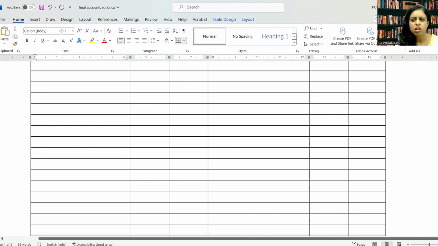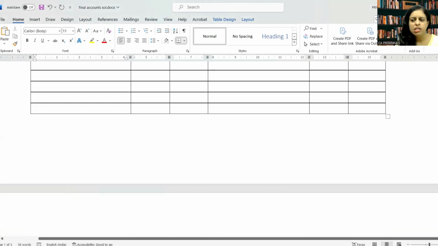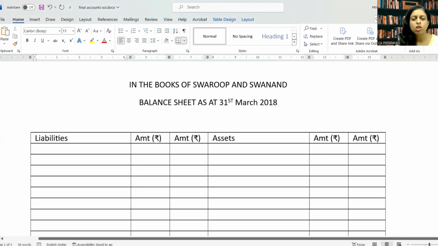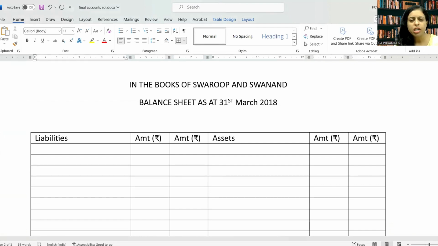The format is here. Then on the next page, remember, if you're using a notebook or when you're writing in the exams, use one page for trading profit and loss account and the second page for balance sheet so that you have sufficient space. So this is my second page, in the books of Swaroop and Swanand, balance sheet as at 31st March 2018. There is no debit and credit. There is liabilities, rupees, assets, rupees. Fine. So this is the format now I have.